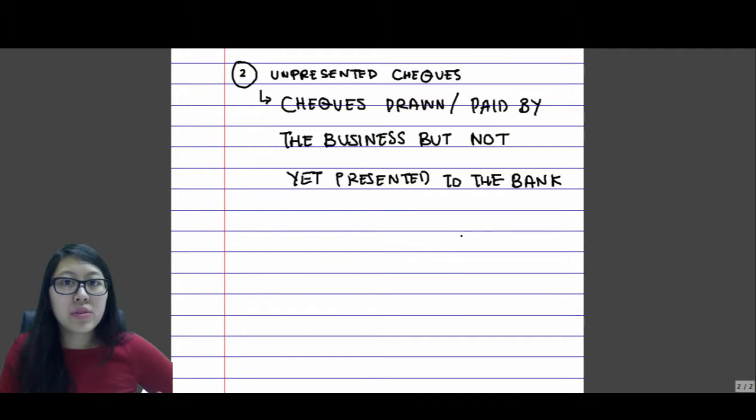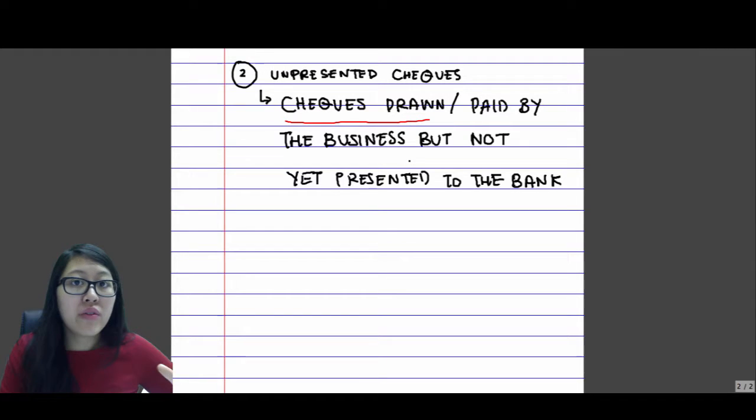The second adjustment is whenever there is an unpresented check. What happens is that my business has already drawn a check. Okay, I'm preparing a check that I will need to pay to a supplier, for example. So I've already adjusted for a reduction in my balance in my cash book, and all I need to do is now give it to my bank so they can reduce my balance for real.